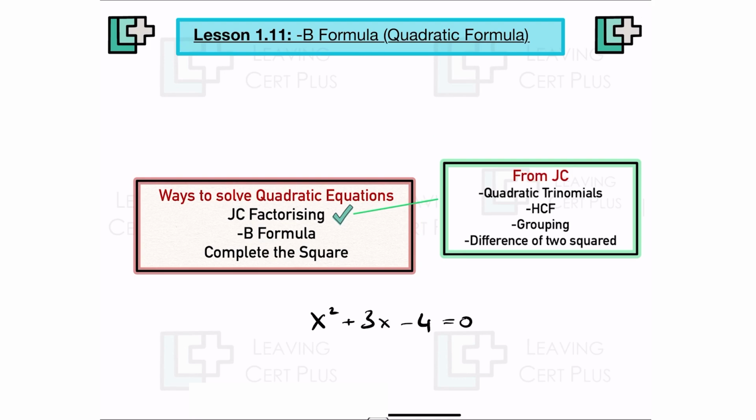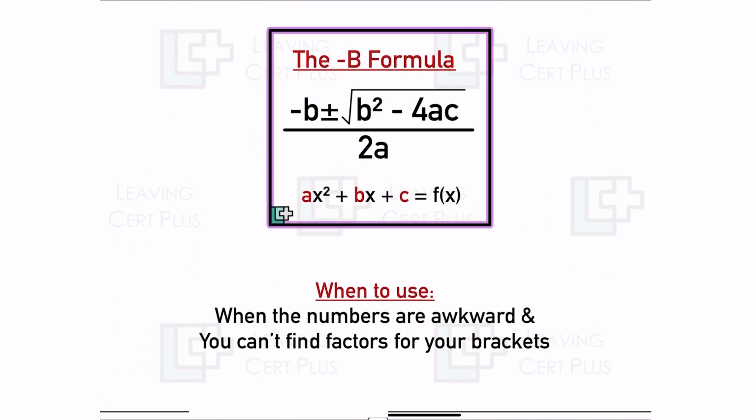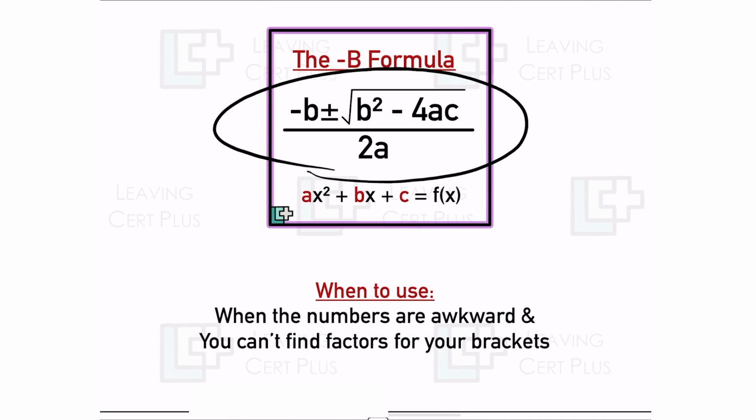There are a number of ways other than the Junior Cert factorizing that we can solve for these quadratics as well. One of these ways is your minus b formula. We use the minus b formula when we're presented with numbers that are awkward and you can't work out the factors by opening up your brackets. And this is the formula here. It's actually on the cover of your log tables.